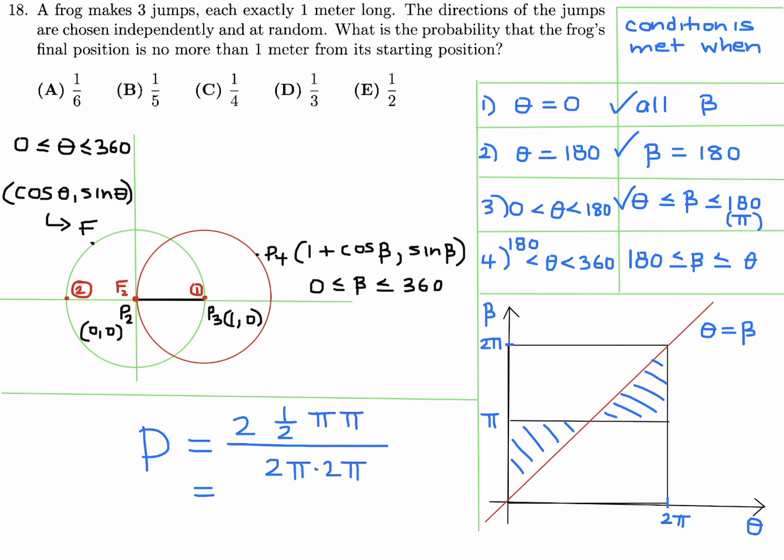So this gives me pi squared over 4 pi squared, and then the pi squareds cancel to give a final probability of just 1 over 4. So number 18, the answer is C.